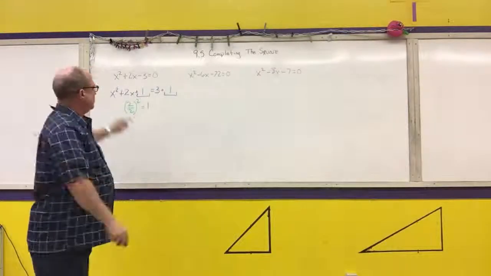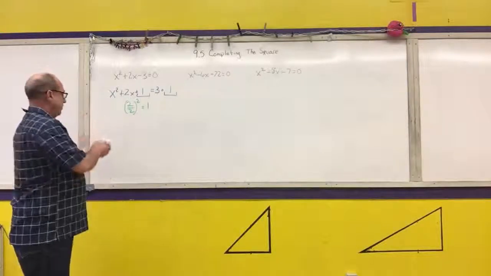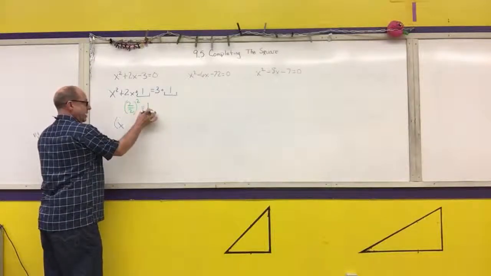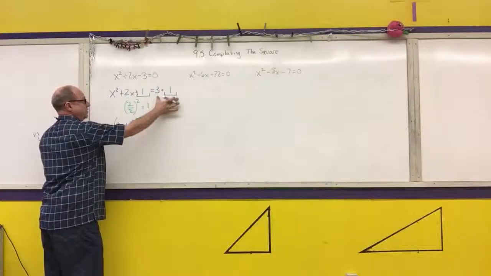The next thing we're going to do is factor this left-hand side. Well, we just made this a perfect square, which is our last examples. We take x, that number, quantity squared. Then on the right-hand side, I now have 4.